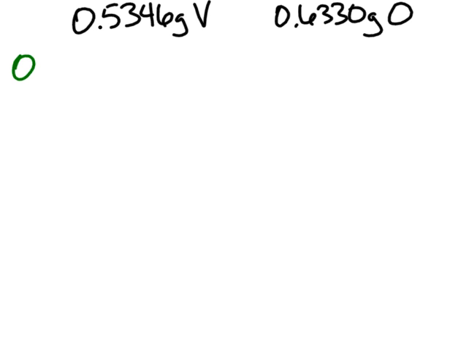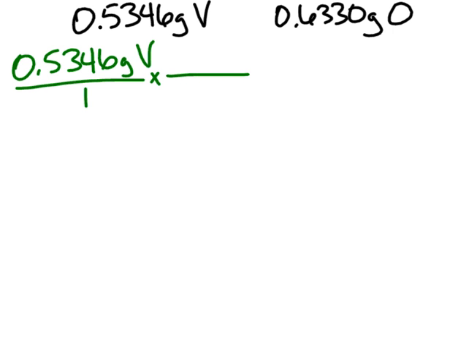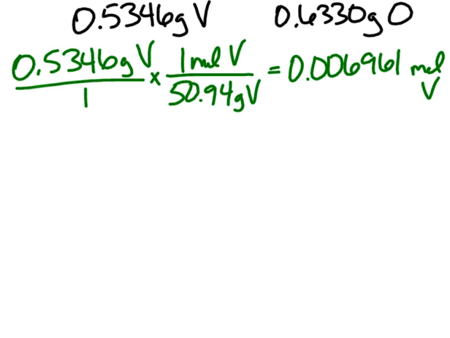So I'm going to go 0.5346 grams of vanadium over 1. The molar mass of vanadium, which is number 23, is 50.94 for every 1 mole of vanadium. And I'll end up with 0.006961 moles of vanadium.